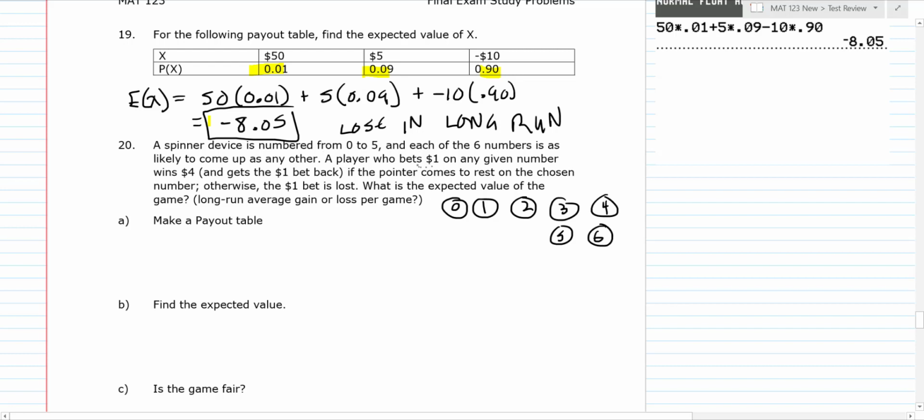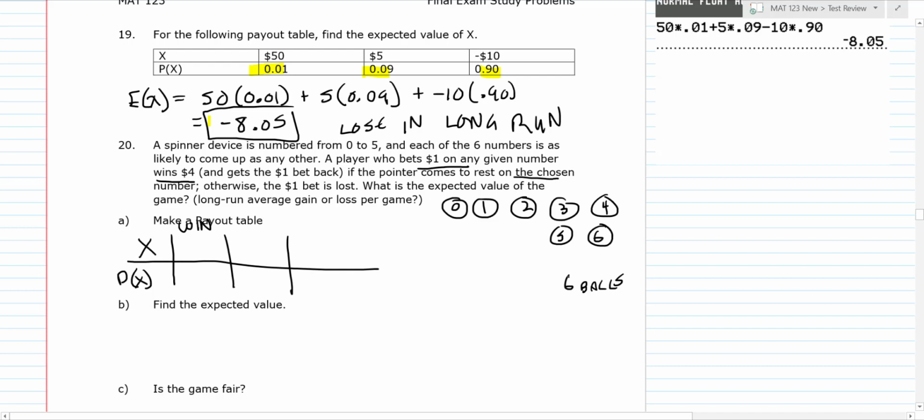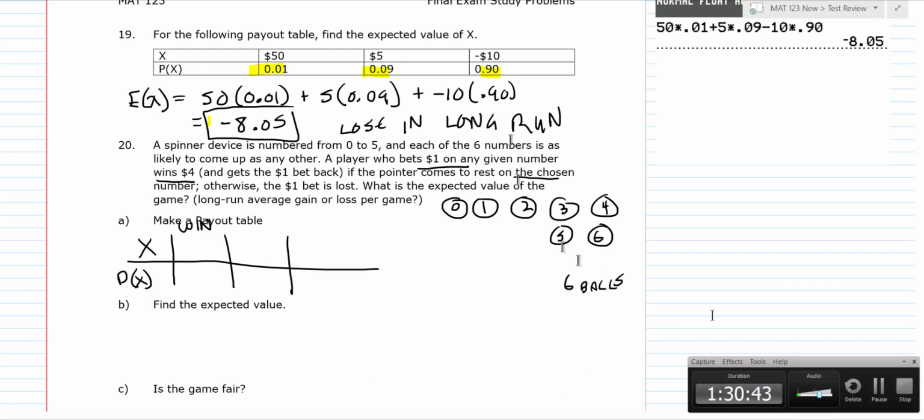Okay? And it says a player who bets $1 will, on any given number, win $4 if the pointer comes to rest on the chosen number. Otherwise, a dollar bet will be lost. So here's how the payout table would go. What you always do is you have the variable x and the probability of x. There's 6 balls. The probability of winning would be that you just choose the correct one, and if you choose the right one, you would have a 1/6 probability.